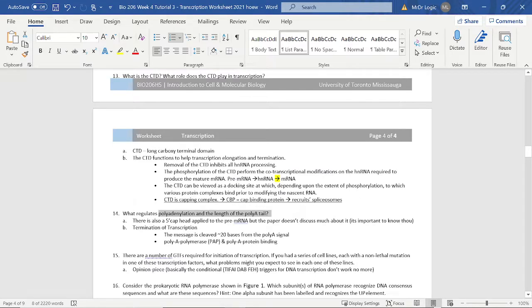so for the length of the poly A tail, it's 20 bases long. Well, the message is cleaved around 20 bases long. So there's a poly A.